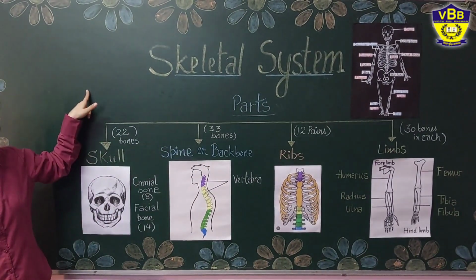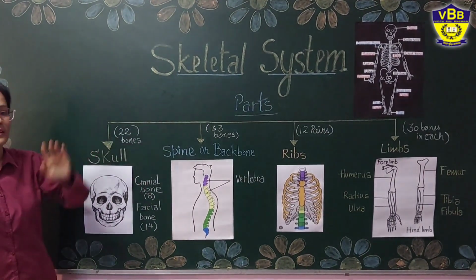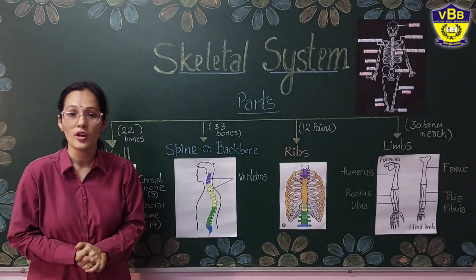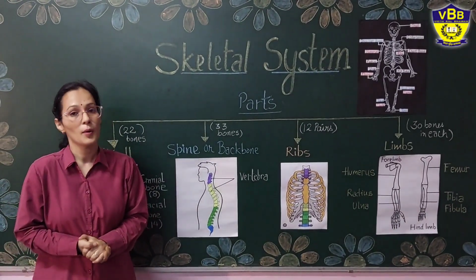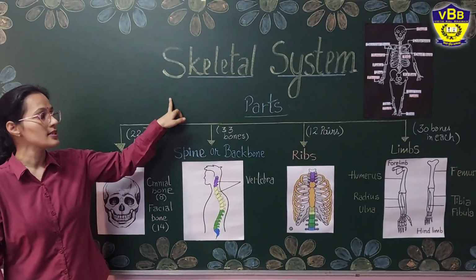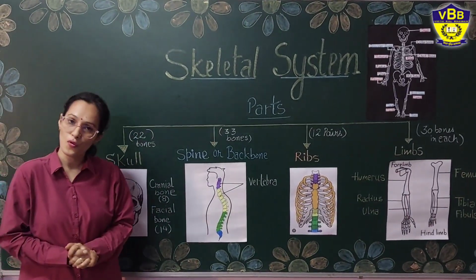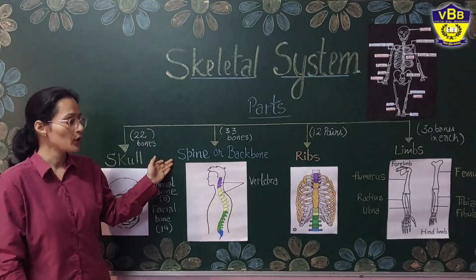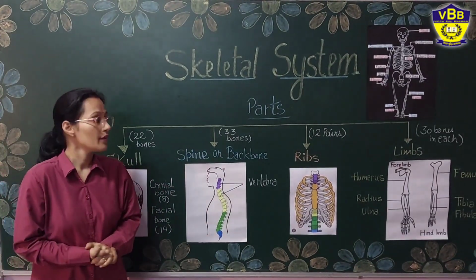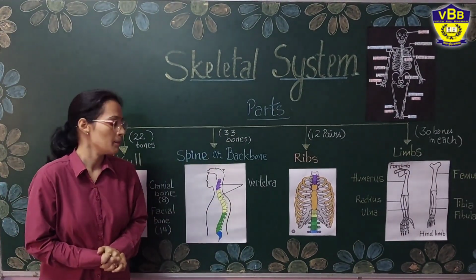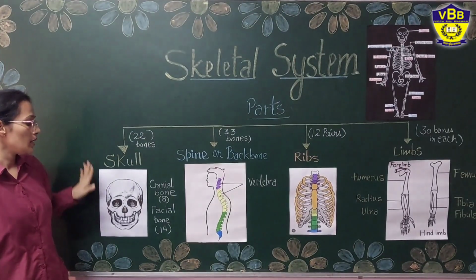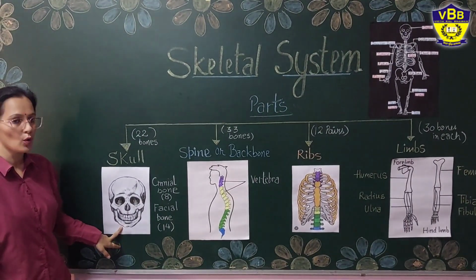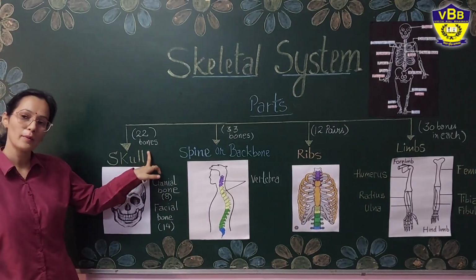So let's have a quick recap of all the things. Skeletal system. What is the skeletal system? It is the framework of bone which provides support to our body. Our skeletal system mainly comprises 4 parts. First is skull, second is spine or you can say backbone, third is ribs, and fourth one is limbs. As I told you, in the skull all the bones are fixed except the lower jaw, and it comprises how many bones?